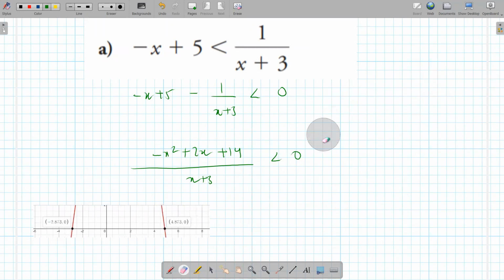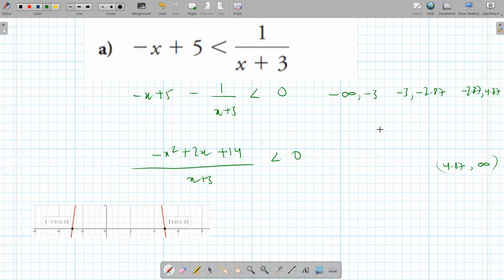This means our critical values: from the denominator, we got minus 3, and from the numerator, we get these two. So when making the intervals, the first one is from negative infinity to negative 3, then from negative 3 to negative 2.87, then from negative 2.87 to 4.87, and finally from 4.87 to positive infinity. Those are going to be our intervals. And then here we have minus x squared plus 2x plus 14, and x plus 3, and then f of x.